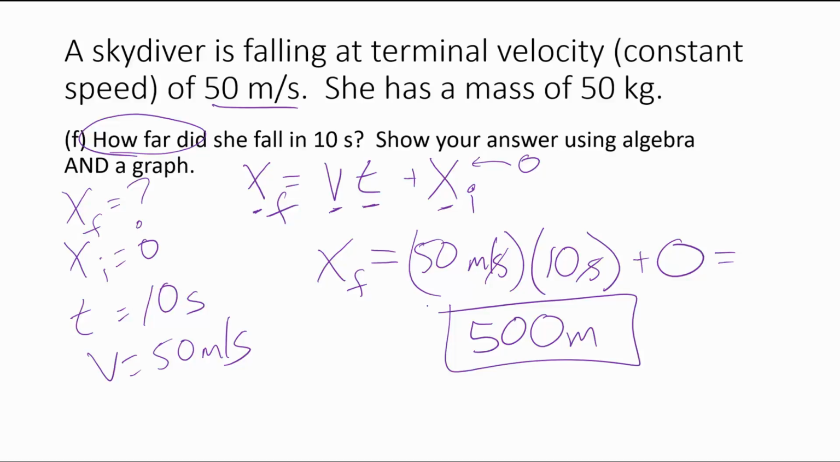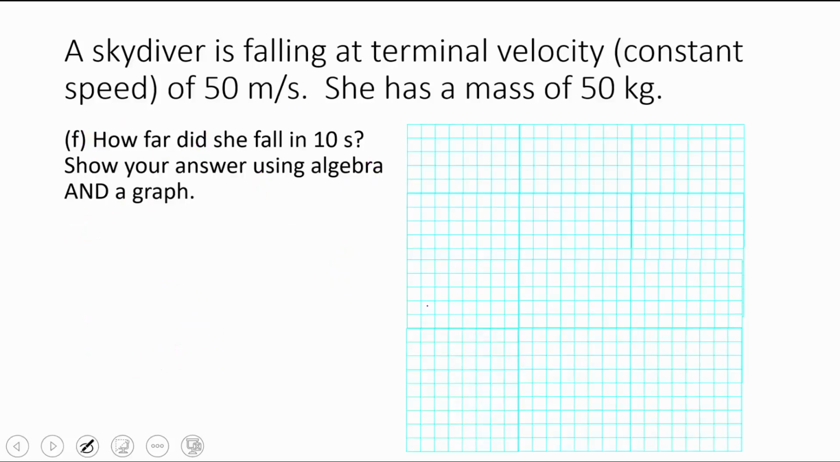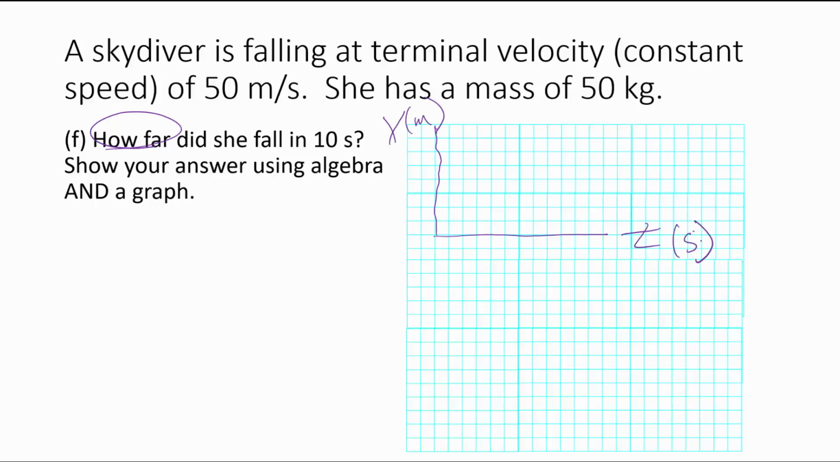meters. Okay, so now let's see how we would solve this one graphically. So there's a couple different ways that we could go ahead and do that. So let's take a look. So we want to know how far. So we could do a position versus time graph or a velocity versus time graph. So I'll just start with a position versus time graph. So we're going to have X on the y-axis, T on the x-axis.